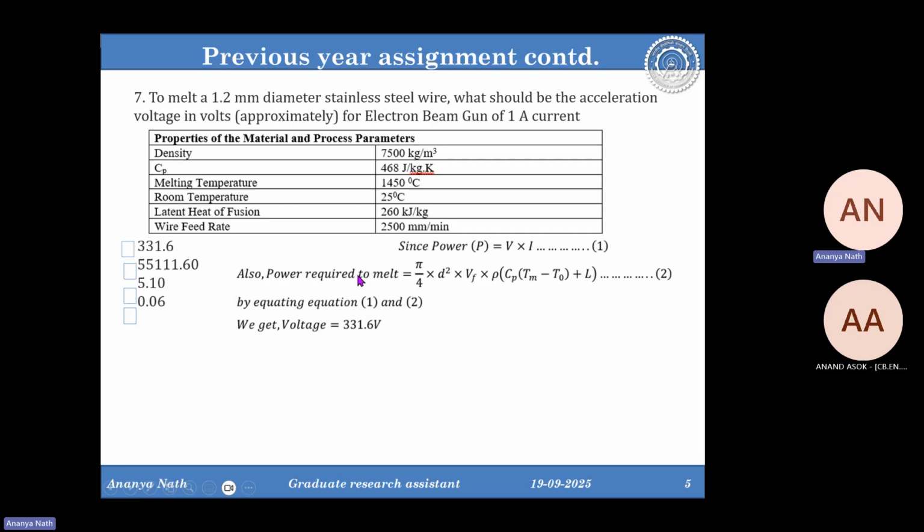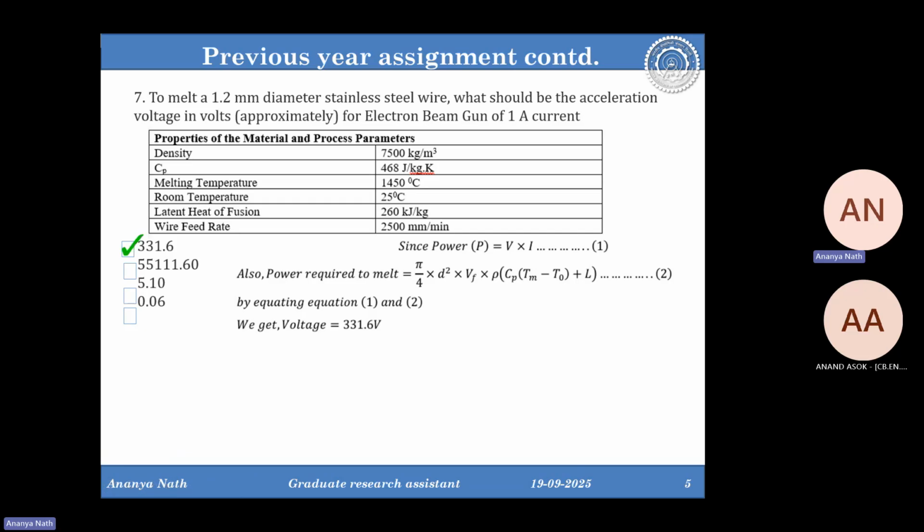So here you can place V into I, and the current I is given as 1 ampere. V we need to find out. d squared, where d is the wire diameter, 1.2. Vf is the feed rate. Then rho is the density of the wire. Then Cp is given. Tm is the melting temperature. T naught is the room temperature, 25 degrees. Latent heat of fusion is 260 kJ per kilogram. And when you put all the values, you get the voltage.